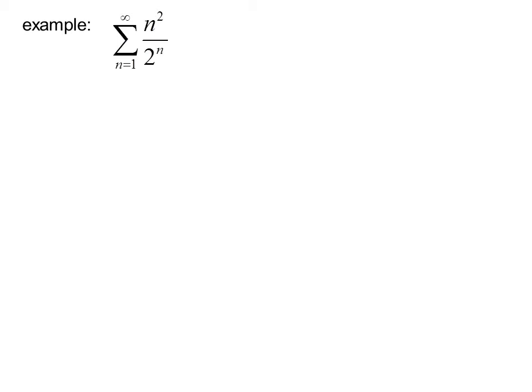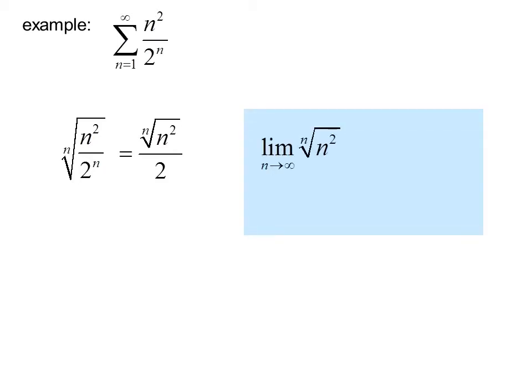Example, the summation from n equals 1 to infinity of n squared over 2 to the n. We have the nth root of n squared over 2 to the n, which we could rewrite as the nth root of n squared over 2. If we evaluate the limit as n goes to infinity of the nth root of n squared, that's the same as the limit as n goes to infinity of the nth root of n quantity squared. Now what happens here?